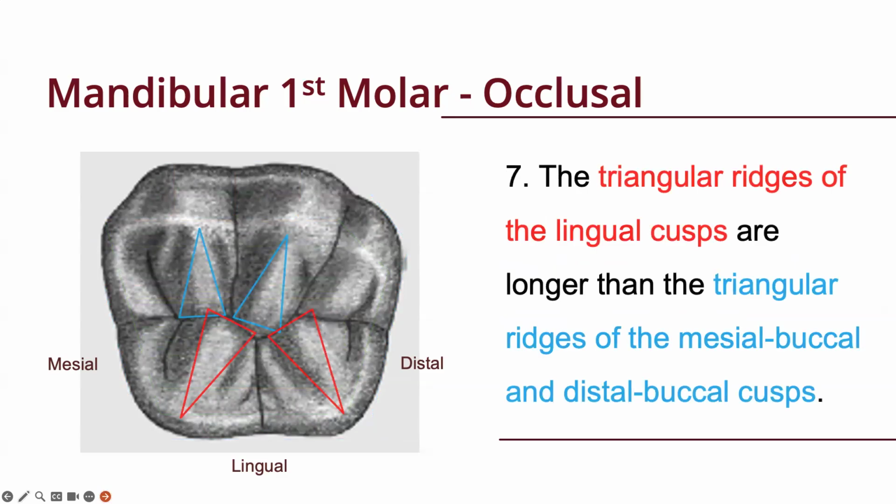The triangular ridges of the lingual cusps are longer than the triangular ridges of the mesial buccal and distal buccal cusps. Okay, again, noting that the buccal cusp ridges are more centrally located, shortening the distance from the cusp ridge to the developmental groove, versus on the lingual side, the triangular ridges are going to be longer and a farther reach to get to the cusp ridge of the mesiolingual and distal lingual cusps.